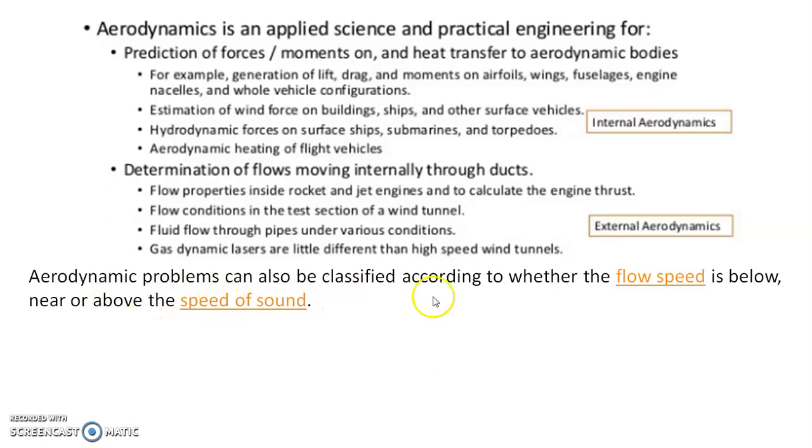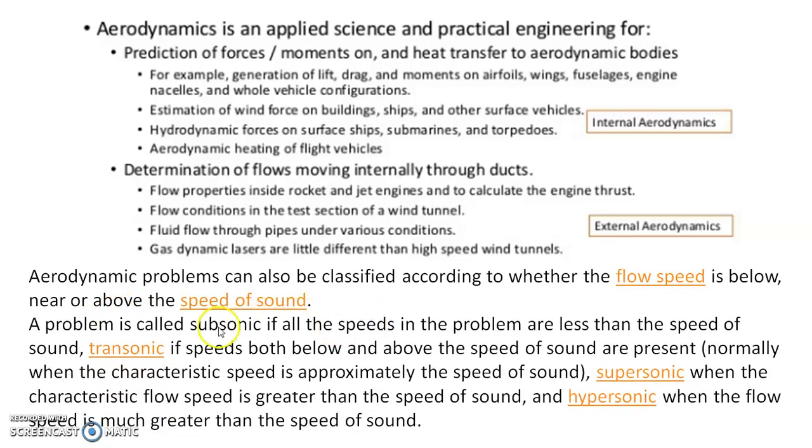Aerodynamic problems can also be classified according to whether the flow speed is below, near or above the speed of sound. A problem is called subsonic if all the speeds in the problem are less than the speed of sound. Transonic if speeds both below and above the speed of sound are present, normally when the characteristic speed is approximately the speed of sound. Supersonic when the characteristic flow speed is greater than the speed of sound, and hypersonic when the flow speed is much greater than the speed of sound. So this way aerodynamics is classified.